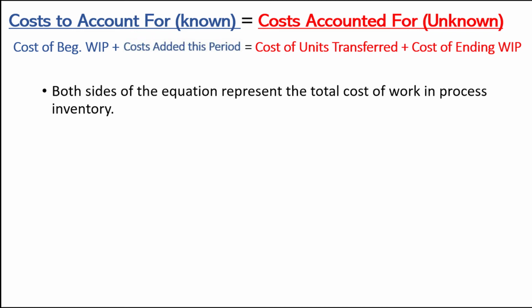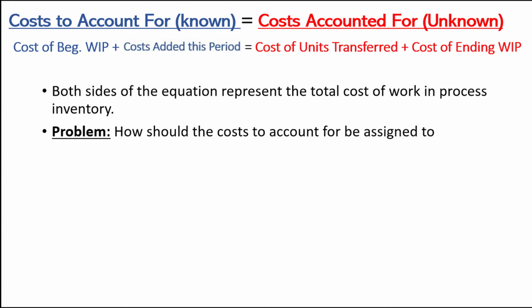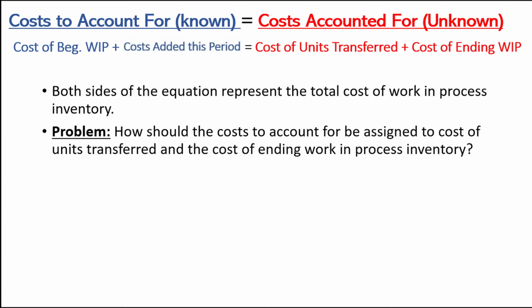So this brings us to the problem and the fundamental reason why we complete the process cost summary report. The costs to account for are known costs. Any manufacturer with organized records can tell you the cost of the units they started with and any costs that were added in a particular period. But the costs accounted for are unknown. But we know that they must be equal to the costs to account for. So the question is this: how should the costs to account for be assigned to the cost of units transferred out and the cost of ending work in process inventory?